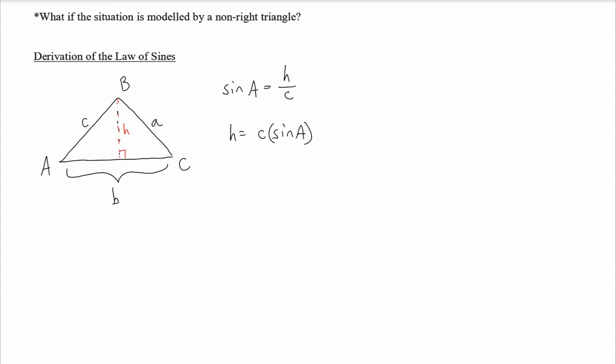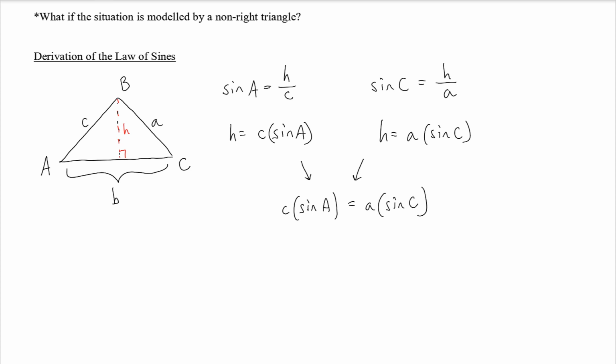And then if I flip it over to this right triangle there, then we know that sine of angle C is equal to H over the hypotenuse A. So H is A times sine of angle C. Now that H and this H are the same. Since they're both equal to H, these two expressions are equal to each other. So C times sine of A is equal to A times sine of C.